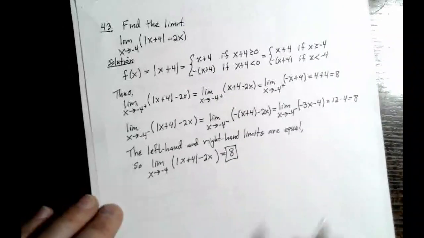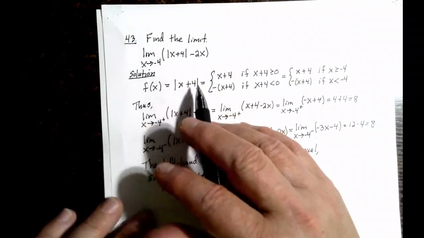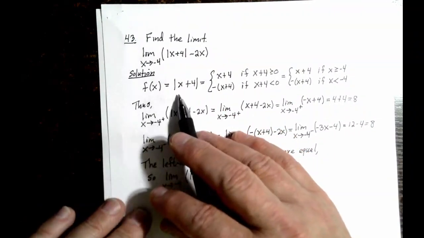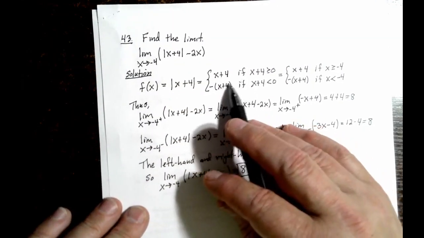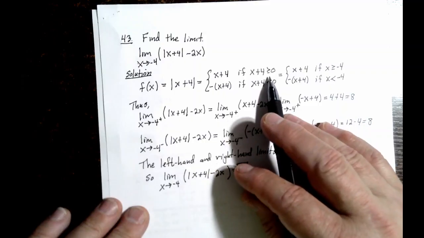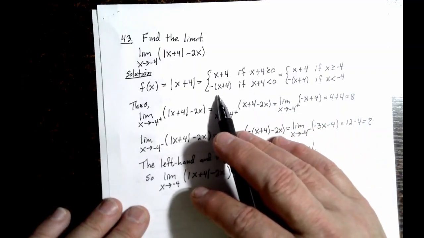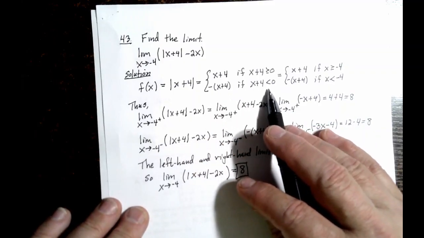43. Find the limit of this guy. Well, if you call f the absolute value of x plus 4, that means it equals x plus 4 if x plus 4 is greater than or equal to 0, and negative (x plus 4) if x plus 4 is less than 0.